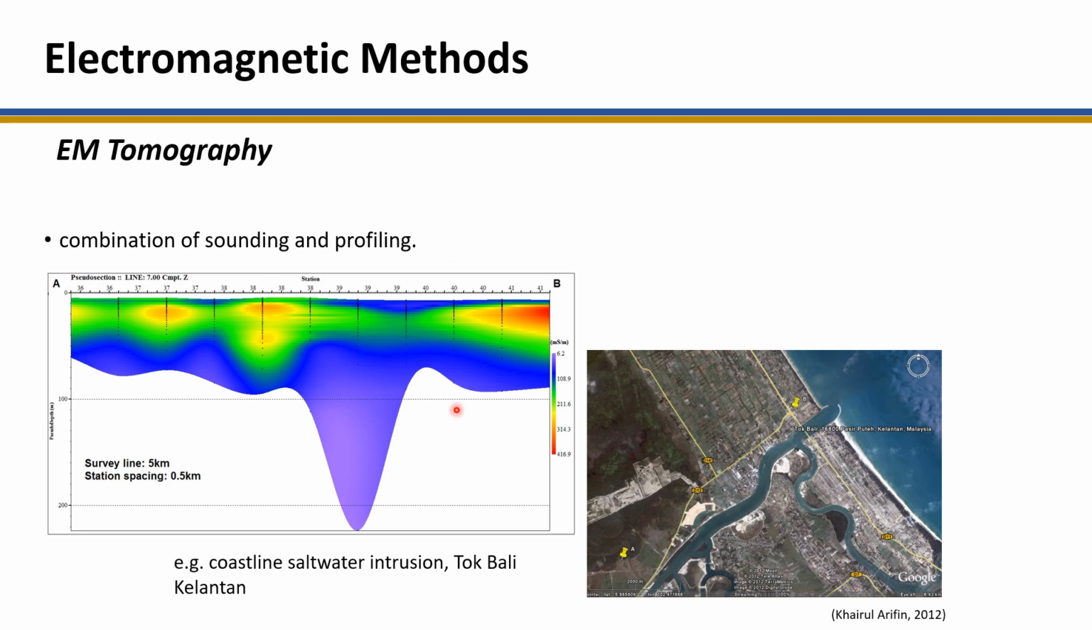The picture below shows the tomography survey of EM at Tok Bali, Kelantan to identify the saltwater intrusions. About 10 stations of EM field have been conducted. If you can see the black datum points across the 1 kilometer line and going downward over here, we can delineate the layer of saltwater from the interpolations of these 1D soundings and profilings by looking at which area has the higher conductivity. Since the hot layers have high conductivity, we know that this layer is representing the saltwater intrusion layer.